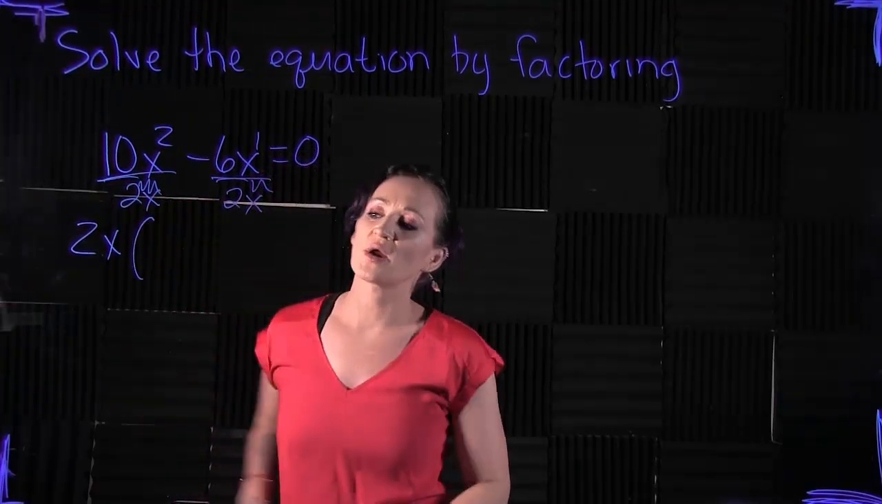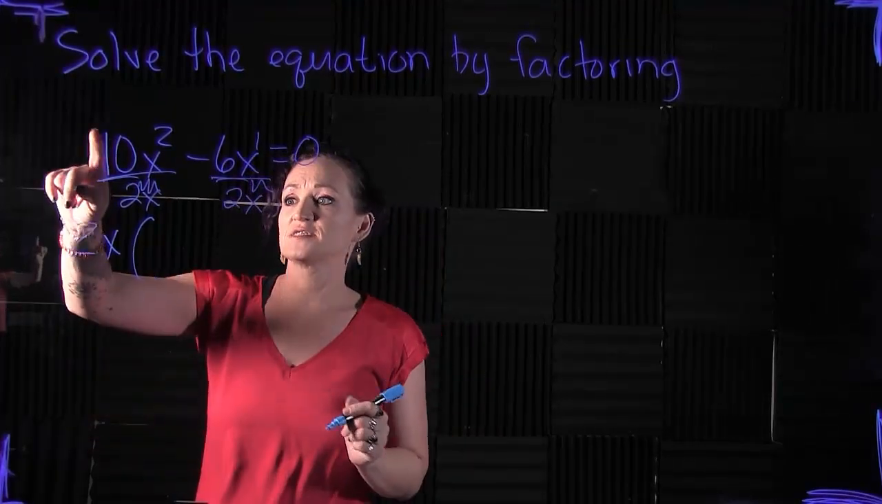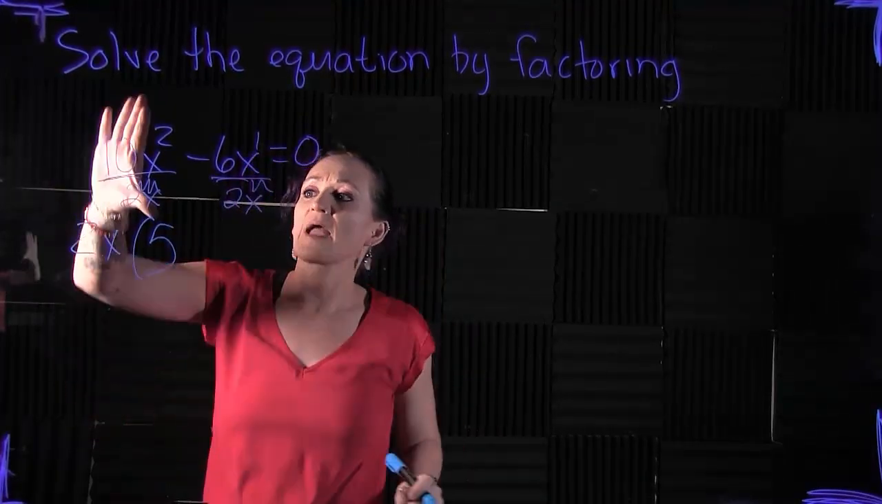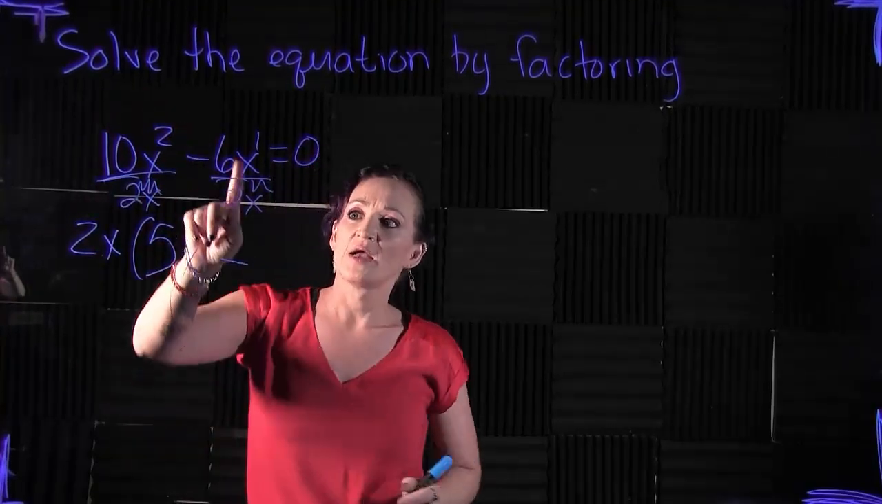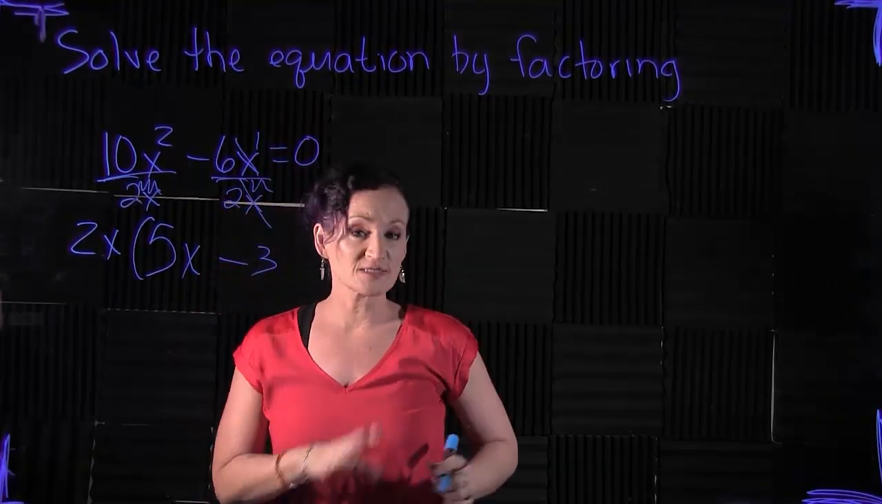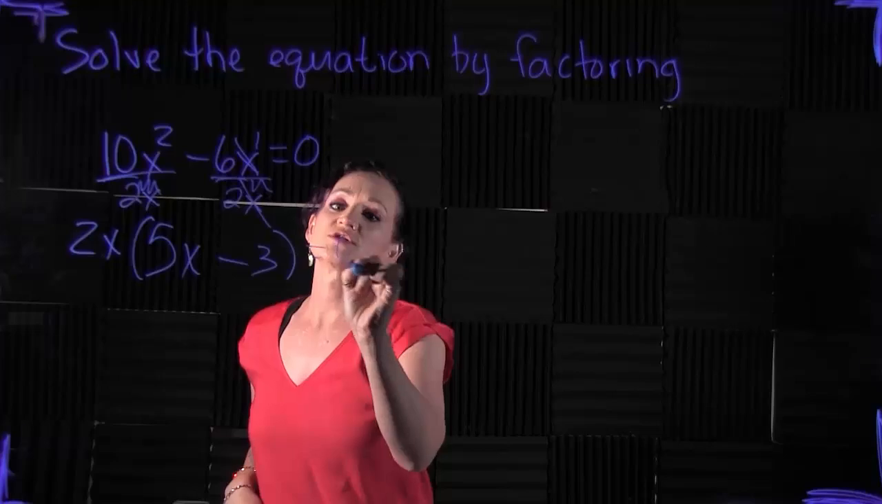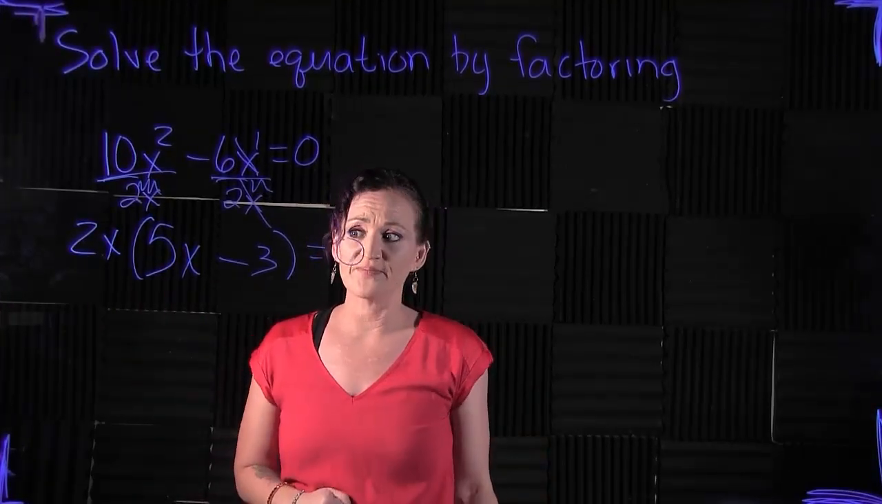Divide it from the equation to see what's going to belong in the parentheses. When we divide, 10 over 2 gives us 5. x squared over x is an x. Minus 6 over 2 gives us a 3. And this x over this x is going to cancel out. So when we pull out the 2x, we get 2x times 5x minus 3.